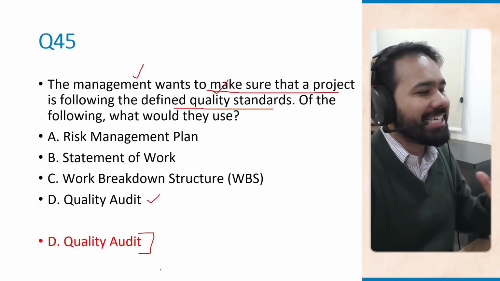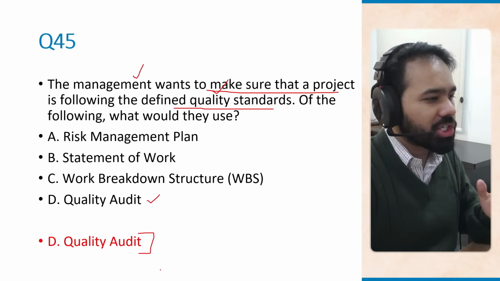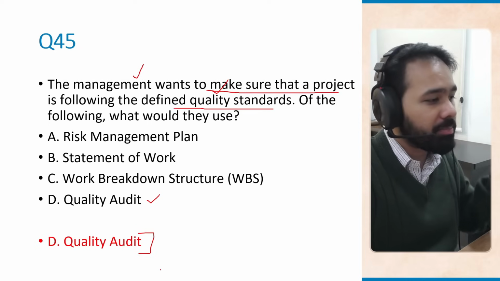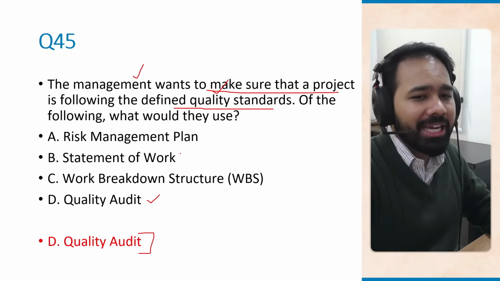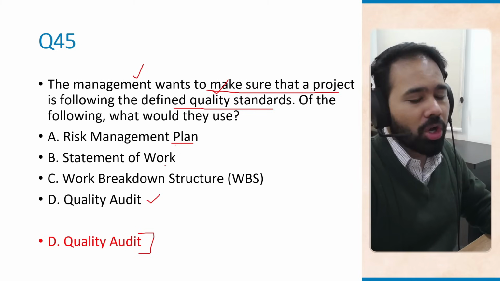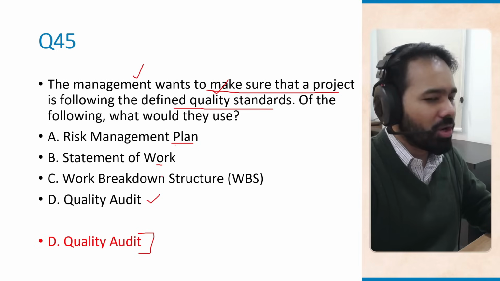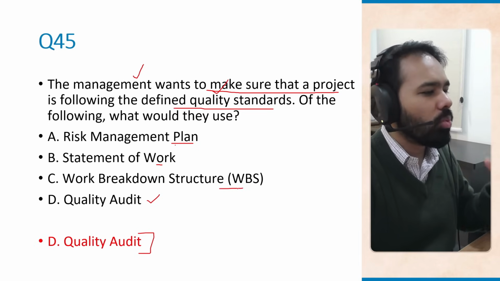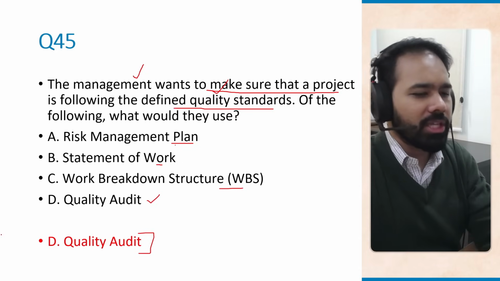Now, what exactly is a quality audit? It is a structured review to check if the project activities comply with the defined quality standards, the defined quality processes, and the defined quality procedures. When we talk about risk management plan, it handles risks. It does not have anything to do with quality compliance. When we talk about statement of work, this defines deliverables and scope, not the ongoing quality checks. And then WBS basically breaks down the scope into work packages. It doesn't check compliance. So quality audit is the correct answer here.